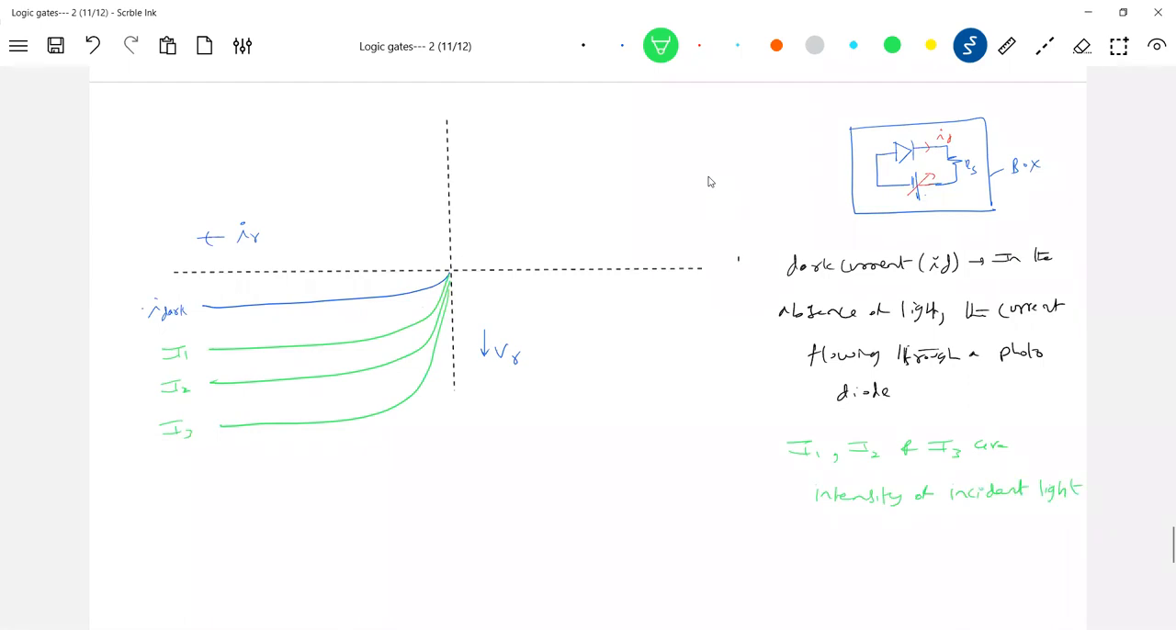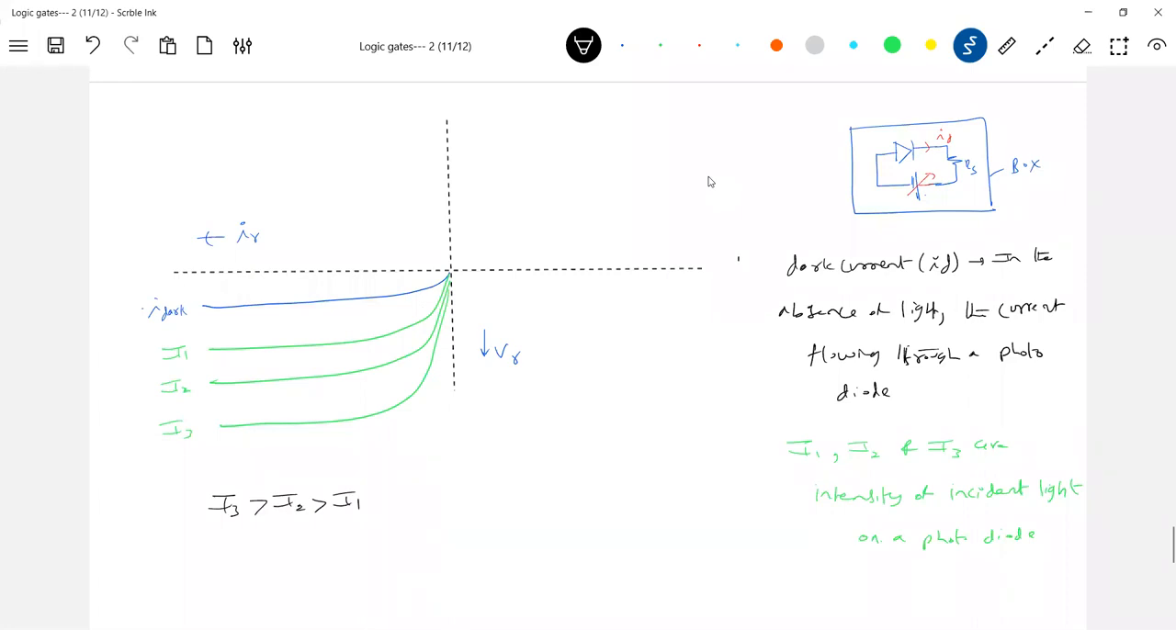I1, I2 and I3 are intensities of incident light on a photodiode. As the intensity increases, the number of photons incident on the photodiode increases, and the number of covalent bonds breaking in the depletion layer increases. Because of that, the minority carriers increase and the reverse current increases. So any relation between I1, I2, I3? Shall we put I3 greater than I2 greater than I1?